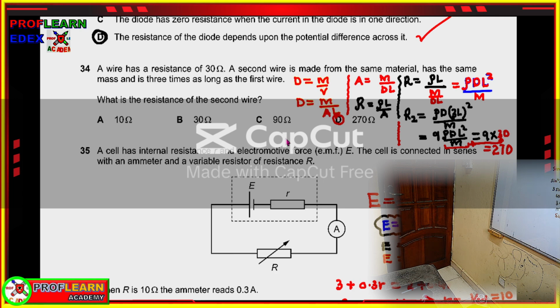Once we have gotten this, we are going to substitute that into the formula. We know resistance from resistivity is R equals resistivity times length over cross-section area. But now we had said A equals mass over density times length. So we can get R in terms of that. So R equals resistivity times length over M over dL.